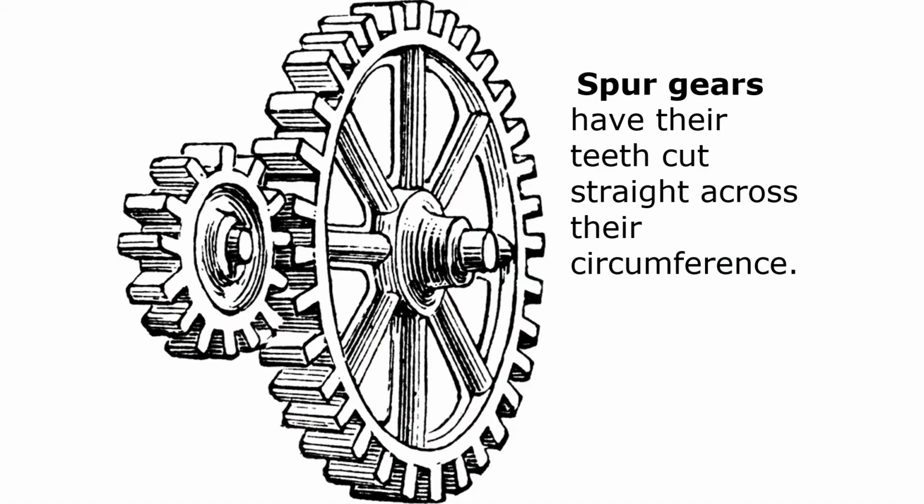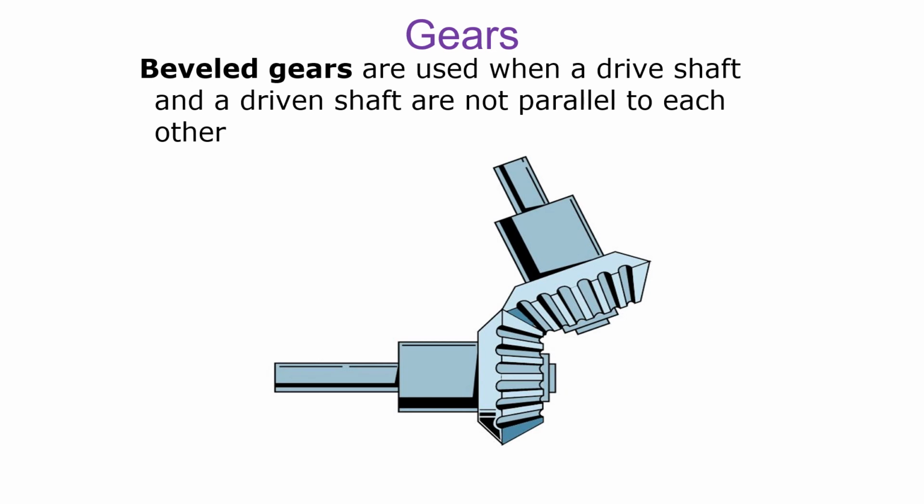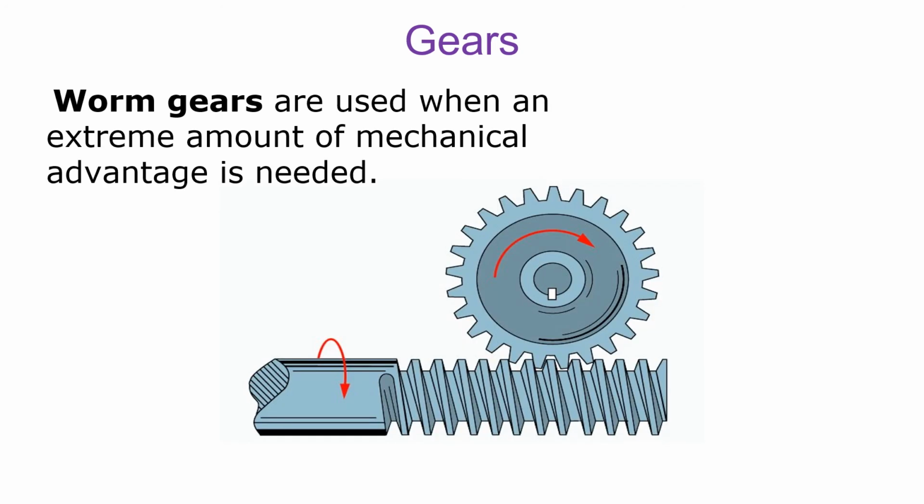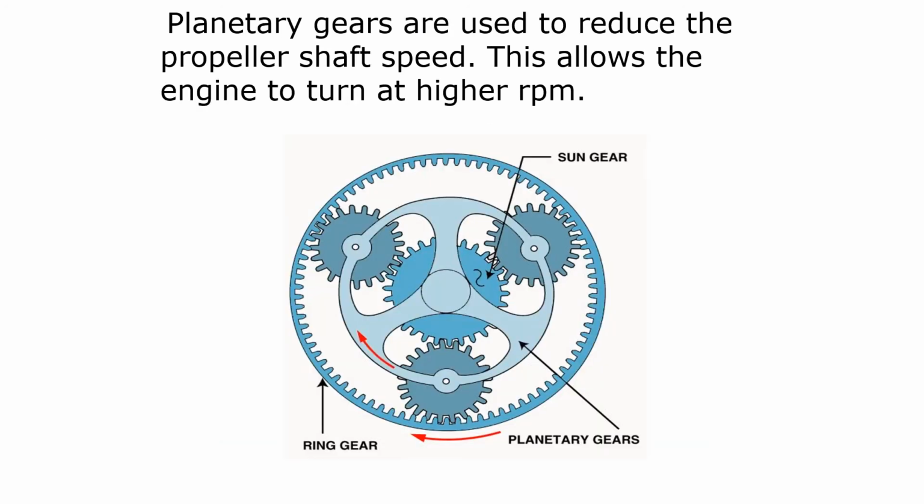Spur gears have their teeth cut straight across their circumference. Beveled gears are used when a drive shaft and a driven shaft are not parallel to each other. Worm gears are used when an extreme amount of mechanical advantage is needed. Planetary gears are used to reduce the propeller shaft speed. This allows the engine to turn at a higher RPM.